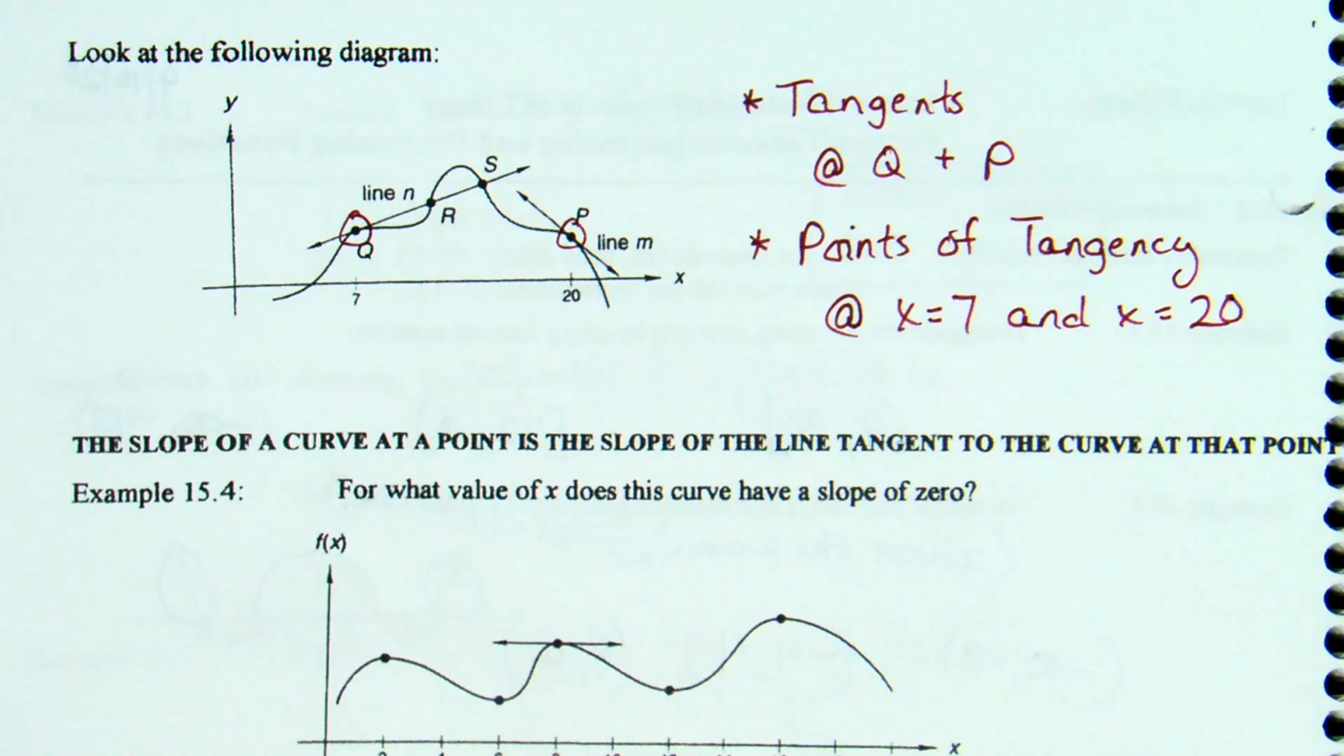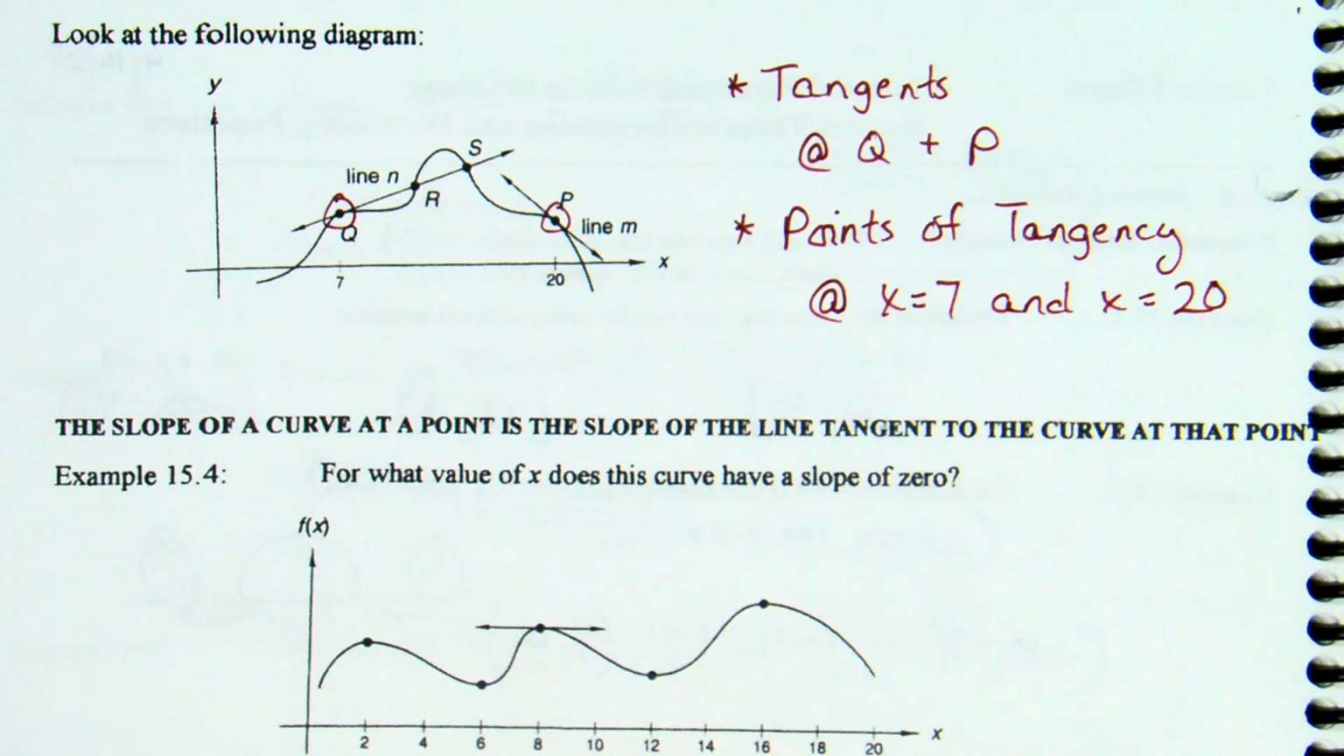Okay. Now, we're going to talk more about tangencies, tangents, on the next one. Key point: the slope of a curve at a point is the slope of the line tangent to the curve at that point.